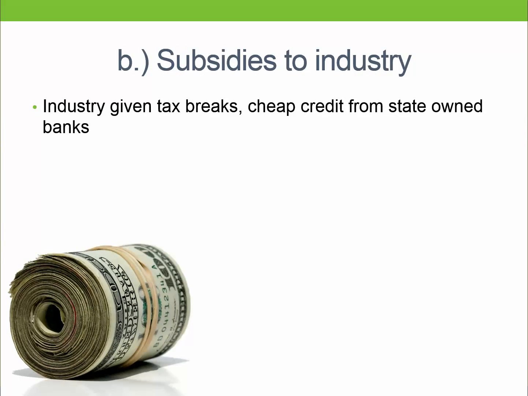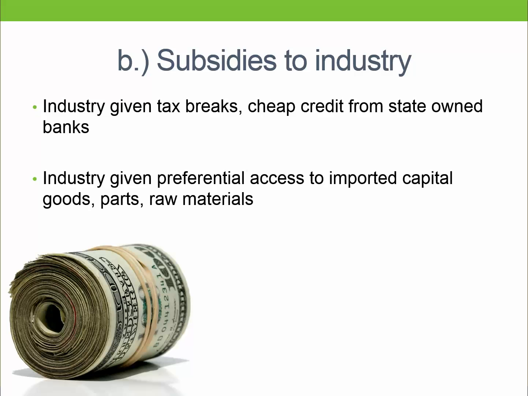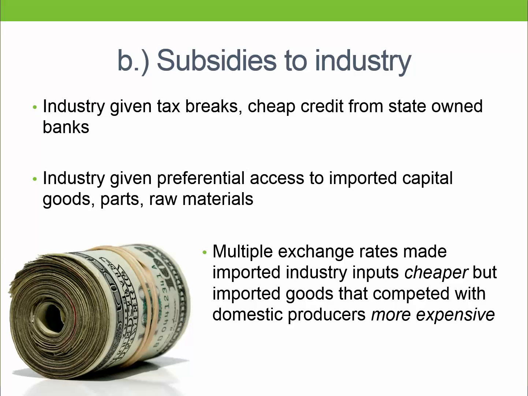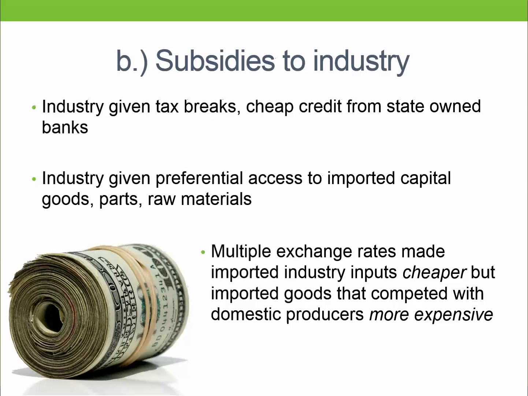Industries were also given subsidies, tax breaks, and cheap credit from state-owned banks. They were given preferential access to those capital goods we talked about previously, and preferential access and cheaper prices to raw materials. And governments also used their exchange rates to make their industries more competitive as well. We'll talk about exchange rates in a few classes, which will help make that more clear.